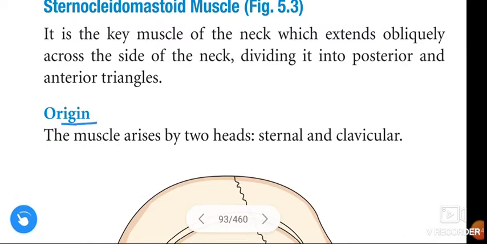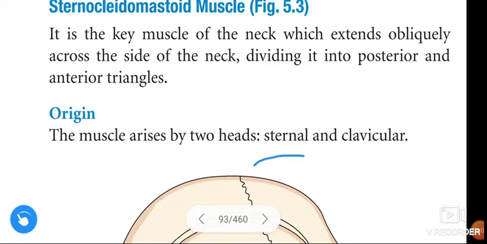Next, origin of the sternocleidomastoid muscle. The muscle arises by two heads, sternal head and clavicular head. We are talking about the origin. Sternocleidomastoid muscle arises by two heads. First is sternal head and the second is clavicular head.